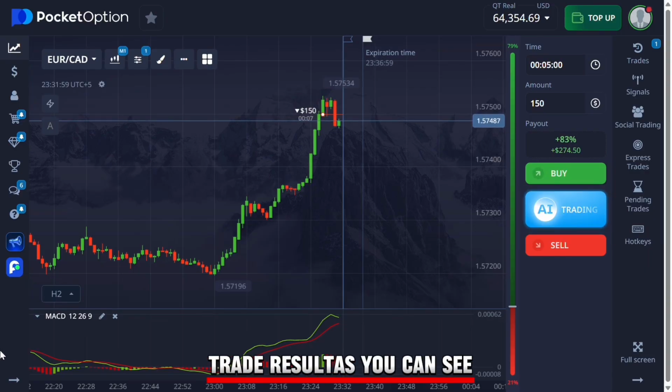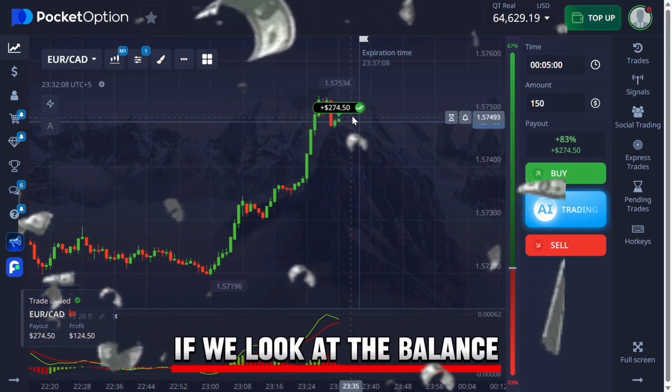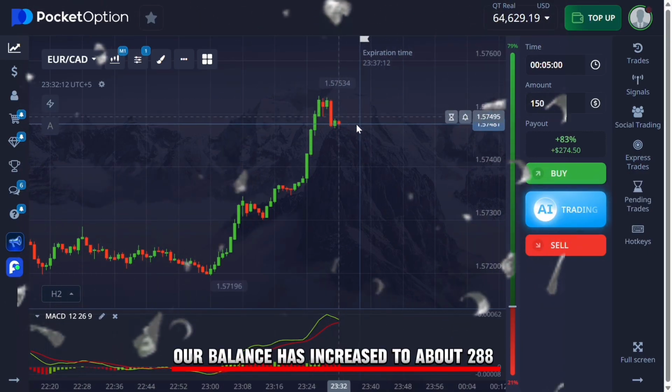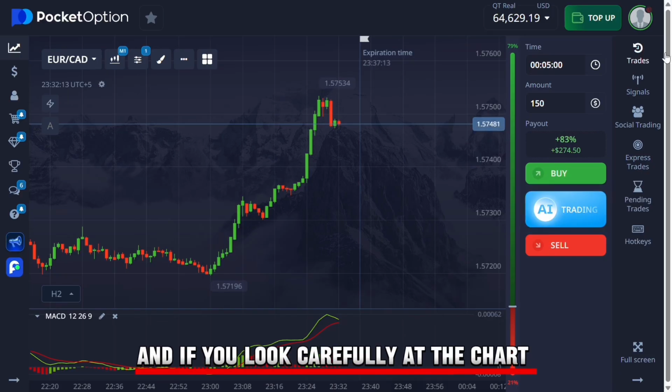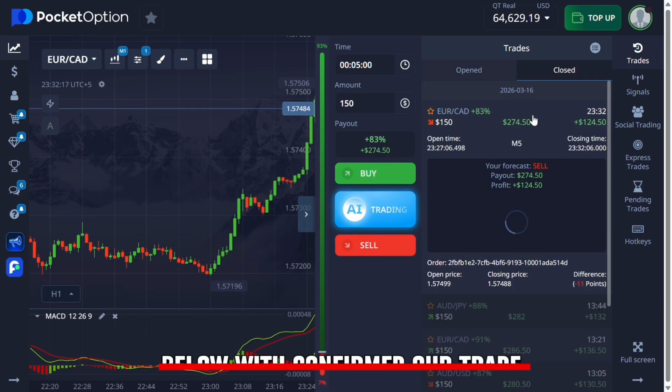Trade result, as you can see. Our second trade is also a win. If we look at the balance, we started with around 150 and now our balance has increased to about 288. And if you look carefully at the chart, you can see that the signal stayed above the price and did not move below, which confirmed our trade.